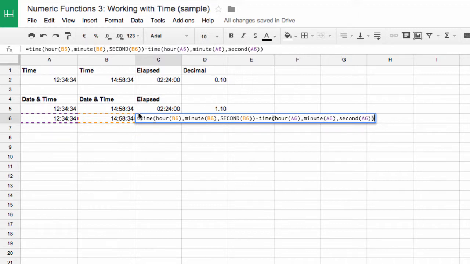This one here is using the time function, which has an hour component, a minute component, and a second component, so even though it's ignoring the date element of this entry here. It is just something to be wary of, and something that might trip you up, that you might have to use a more complex formula such as this, which strips out the time from the date and time entry.